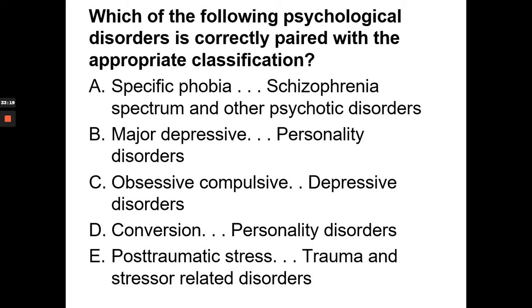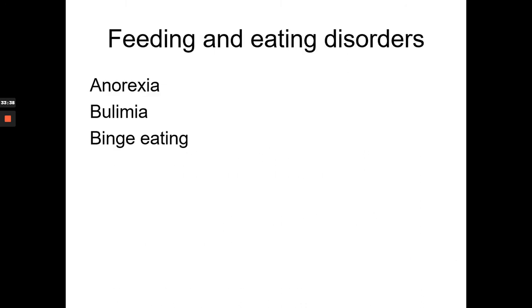Which of the following psychological disorders is correctly paired with the appropriate classification? So this is another classification question. All right, the answer is PTSD is a trauma and stressor-related disorder. Okay. All right, I have never seen these on the AP exam, but I'm going to talk to you about them anyway. These are feeding and eating disorders.